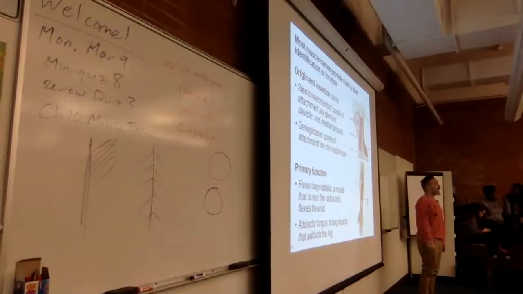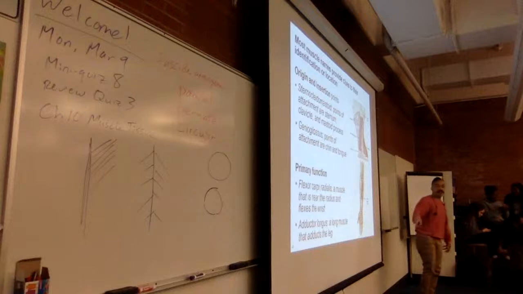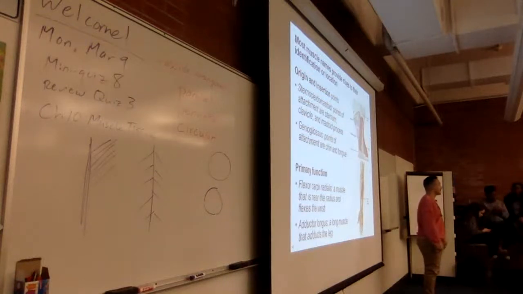Adductor longus. What does adduction mean? Bring together. So it's either going to be in the shoulder region or it's going to be in the thigh region. It's in the leg. It's a long muscle in the medial thigh that brings your legs closer. Adductor longus.